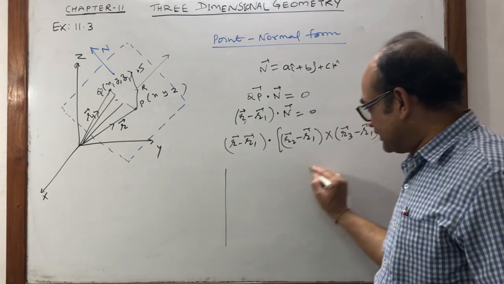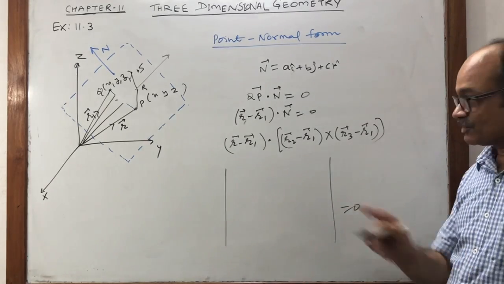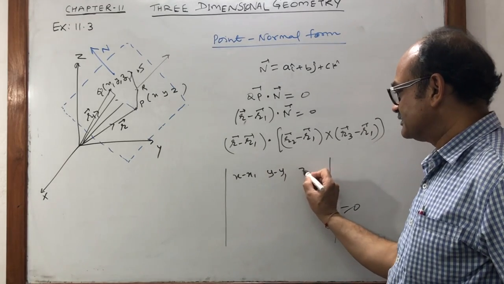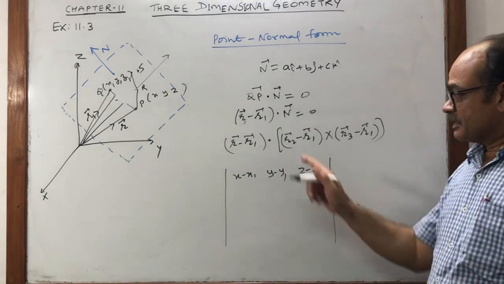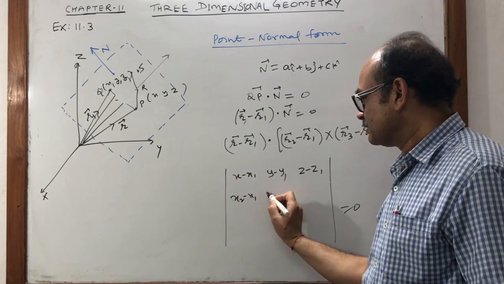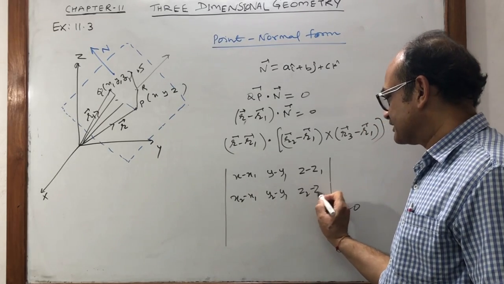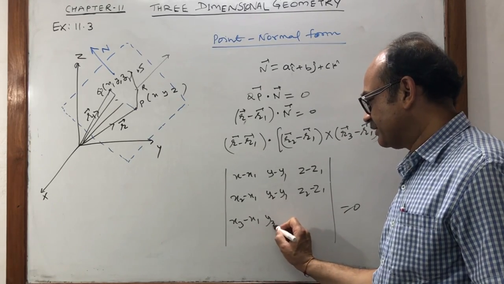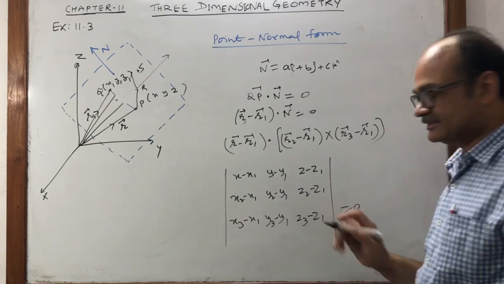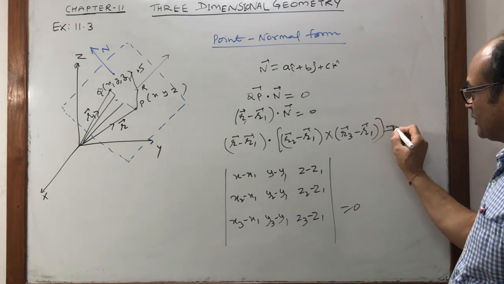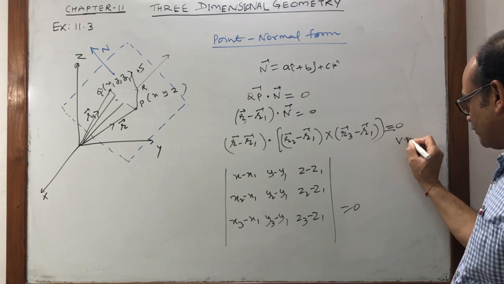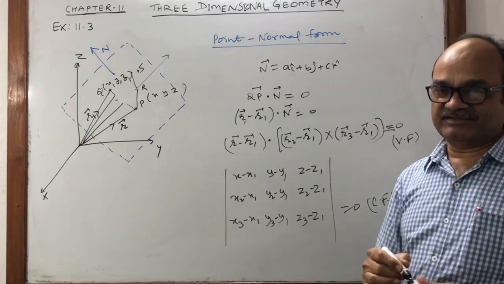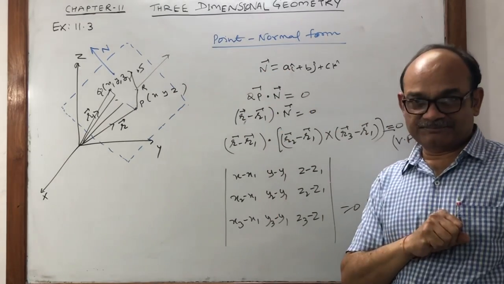So we'll use the determinant for the scalar triple product. First row, x minus x1, y minus y1, z minus z1. Second row, x2 minus x1, y2 minus y1, z2 minus z1. And third row, x3 minus x1, y3 minus y1, and z3 minus z1. So this is said to be equal to 0. This is said to be the vector form and this is said to be the Cartesian form. Whenever 3 points are given, we have to use this formula.